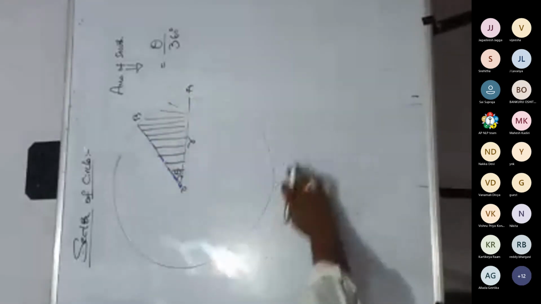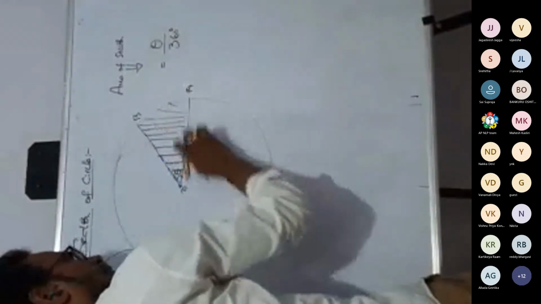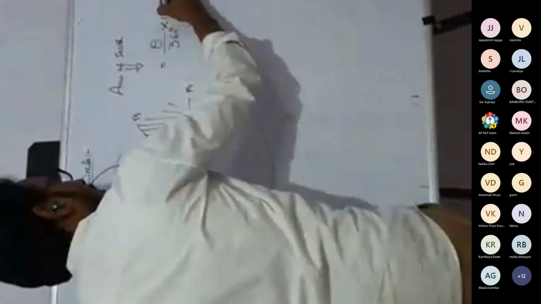Out of 360 degrees, complete 360 degrees. What is theta? Area of the sector: out of 360 degrees, this is the part of the sector. So what is the angle the sector is occupying? That is theta, into area. That's why we are writing pi r square.